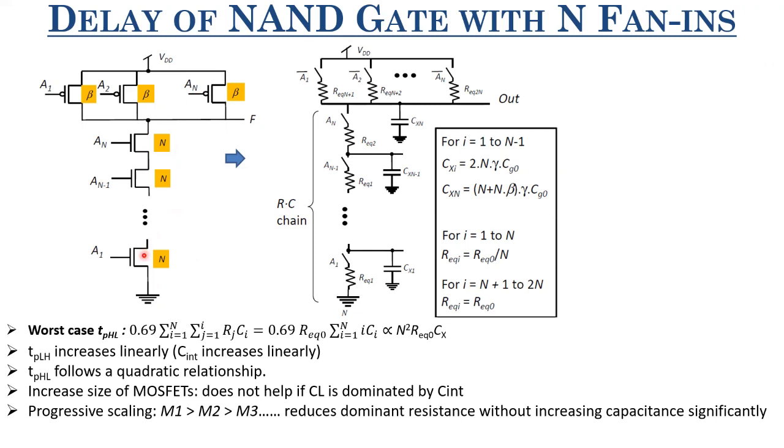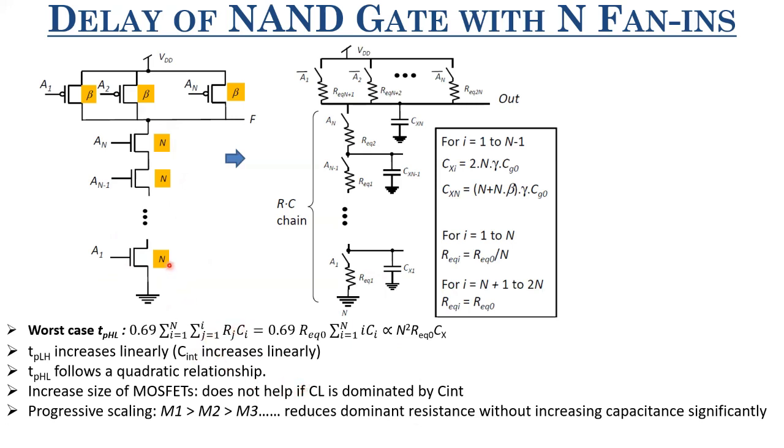The delay, in fact, would be less, because this R equivalent of 1 will come in all the time constants. Similarly, R equivalent of 2 will come in all the time constants apart from the capacitor at this node. So progressively, if you make this transistor pretty large and then reduce the sizes, you can reduce the dominant resistance, which is R equivalent of 1, R equivalent of 2, and so on, without increasing the capacitance or area significantly. So this progressive scaling is also one of the design guidelines that you can get directly.